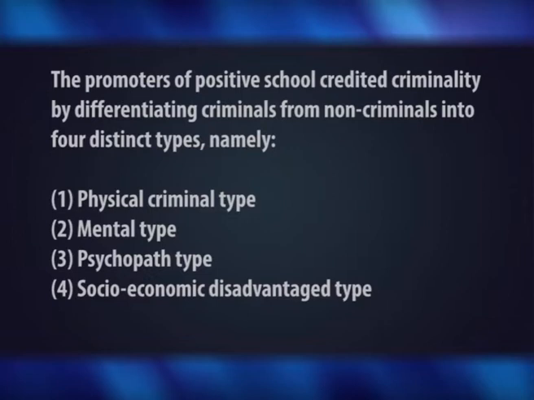The promoters of the Positivist school explained criminality by differentiating criminals from non-criminals into four distinct types, namely physical criminal type, mental type, psychopath type and socio-economic disadvantaged type. Three renowned Italian criminologists, namely Cesare Lombroso, Raffaele Garofalo and Enrico Ferri, supported this school, thus calling it the Italian school of criminology.